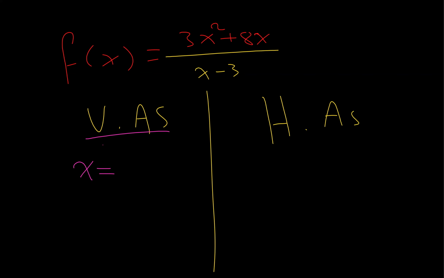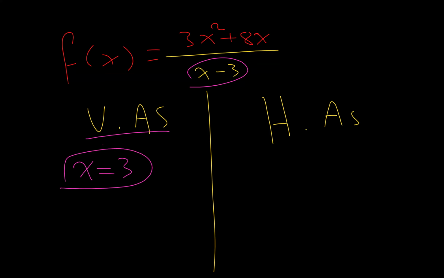So what number here will make this denominator 0? What number do I put for x to make the denominator 0? It's going to be 3. So when x is 3 here, 3 minus 3 will be 0. So that means x equals 3 is the vertical asymptote of this function.